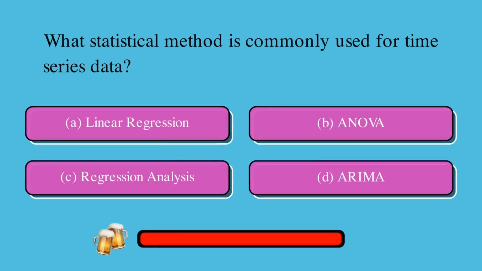Here's some demand forecasting trivia. What statistical method is commonly used for time series data? Is it A, linear regression, B, ANOVA, C, regression analysis, or D, ARIMA? The correct answer is D, ARIMA.